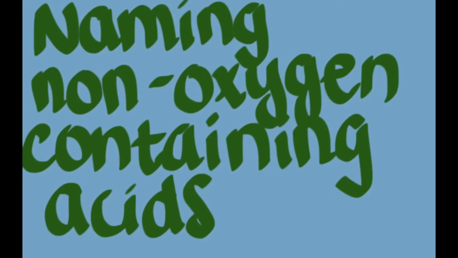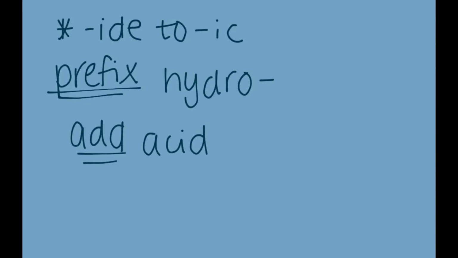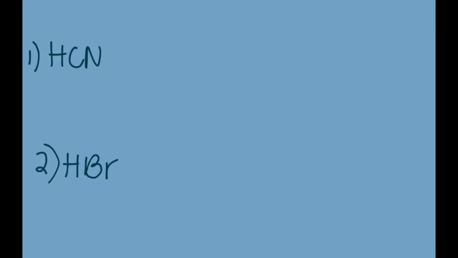Next, we have naming non-oxygen containing acids. Non-oxygen containing acids have either monoatomic or polyatomic anions. So in order to find their names, we have to write the name of the anion. In this case, we're going to substitute its ending of ide to the ending ic. Also, we would add the prefix hydro and add the word acid at the end as well. So here we have two examples. Our first example has the ion's name of cyanide.